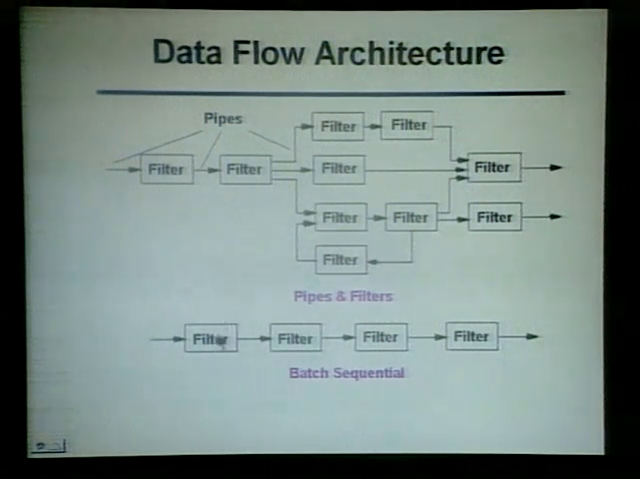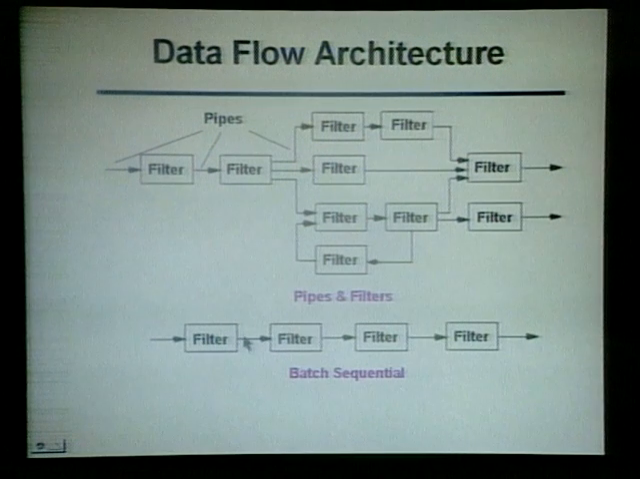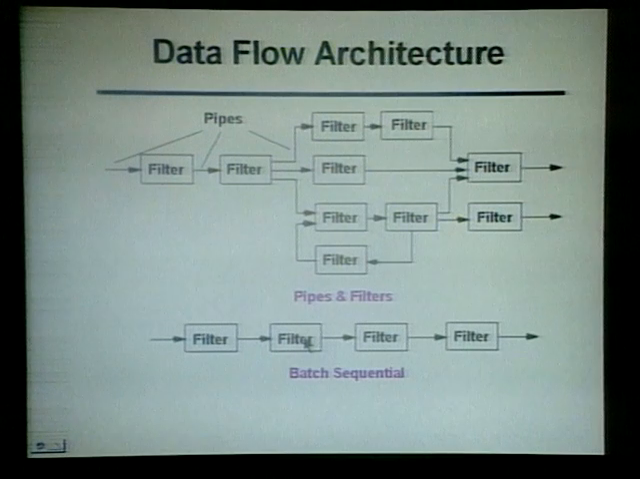When the data produced by one filter is used by only the next filter in the sequence, this type of data flow architecture is called batch sequential. Now this model is quite familiar to you, as we have discussed data flow diagrams, which follow the data flow architecture. An example of a system based on data flow architecture is shown in this diagram.